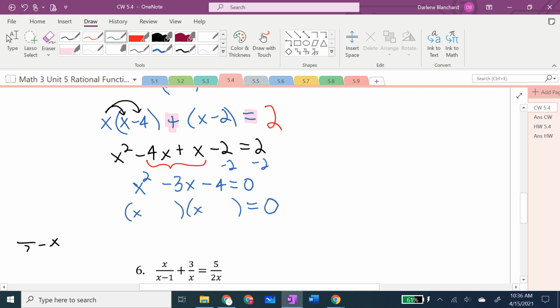Now, this is a lot of steps, isn't it? It's a lot of steps. And you're going to do the best you can as you do these problems. Take it slow because minor mistakes become big issues. So, how does this factor? X minus 4 and X plus 1. You got it.